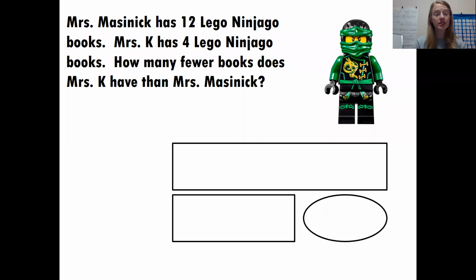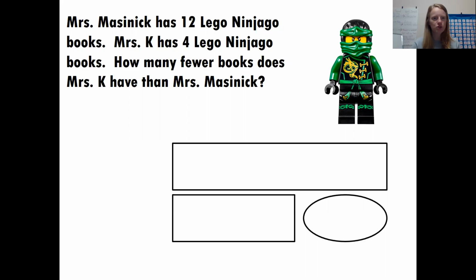Hi friends, so today in math we are going to practice solving a few comparison story problems. In our Zoom meetings we practiced using these things called comparison bars. They're kind of like tape diagrams, but they can help us solve these story problems that ask how many more or how many fewer when we're comparing two groups. So we're going to try to solve two of these together, and then I have another comparison bar story problem for you to solve on Seesaw today.